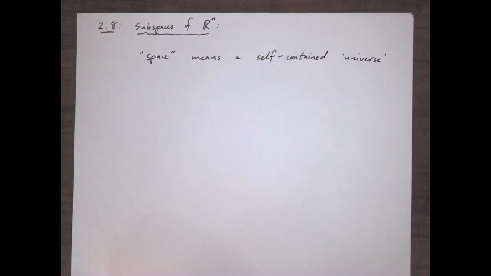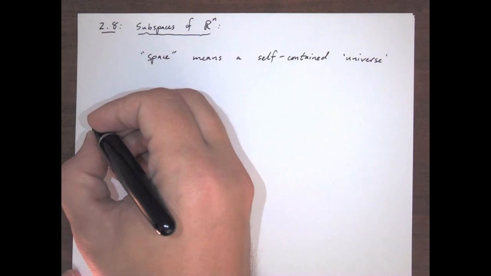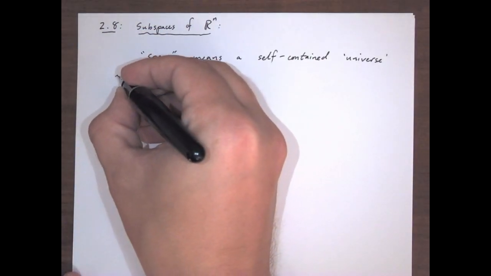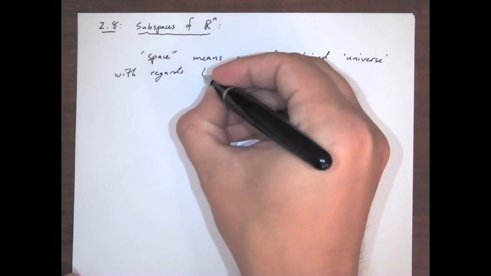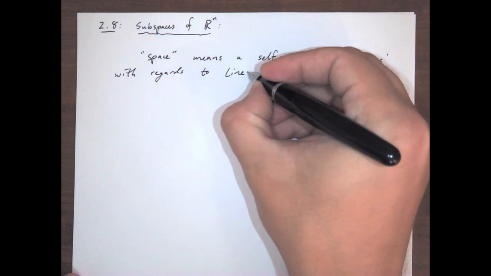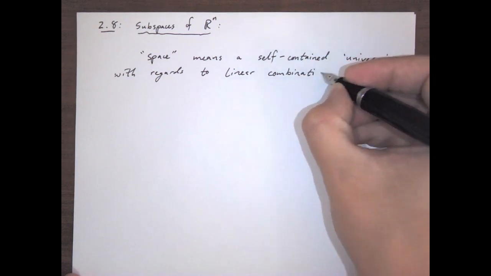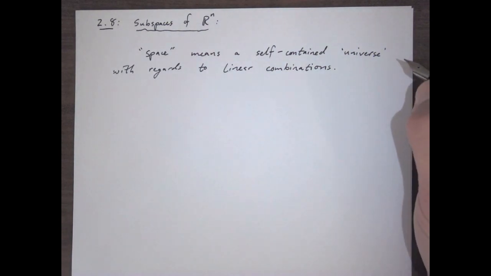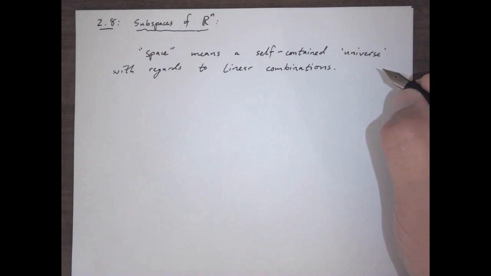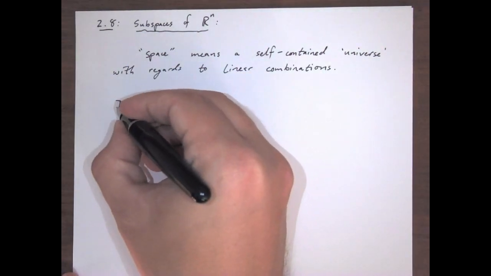And that's with regards to linear stuff. So this is a linear algebra class, so linearity is the important thing here. So it means a self-contained universe with regards to linear combinations. And in particular, the two kinds of linear operations we can do are scalar multiplication and addition, and any combination thereof. So space means a self-contained universe with regards to linear combinations, and then the definition of a subspace.